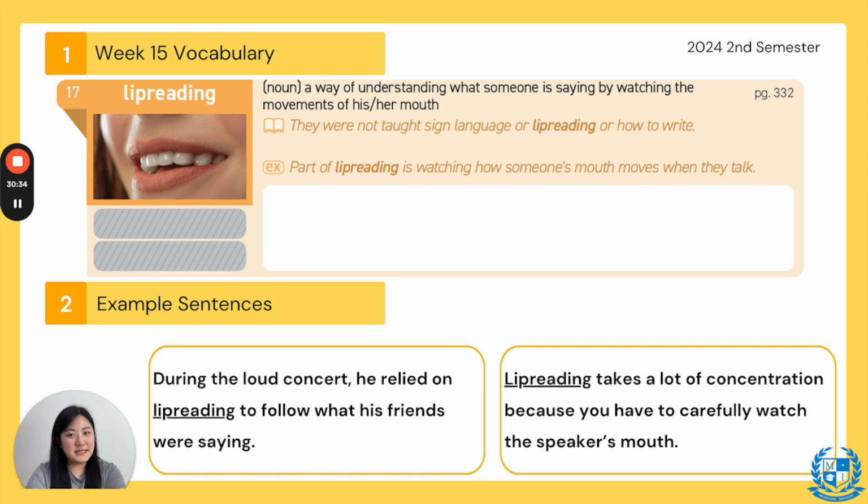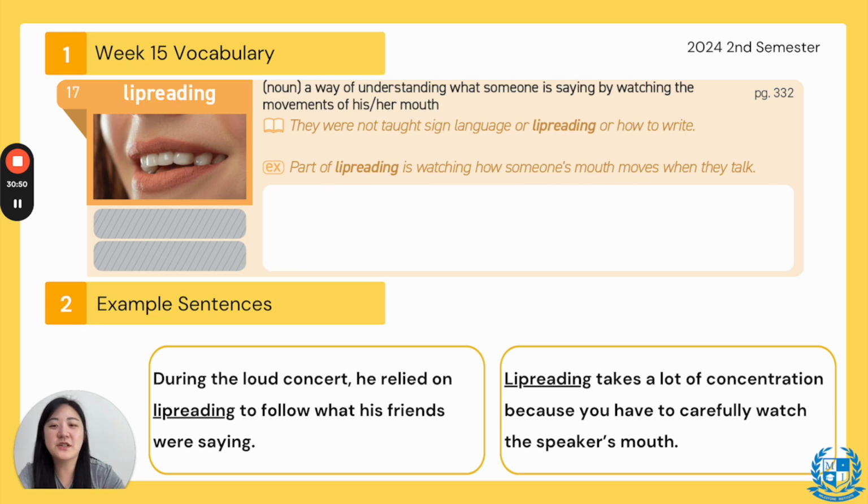Let's read our example together. 1, 2, 3. Part of lip reading is watching how someone's mouth moves when they talk. Okay, so now everyone stop watching my lips. I feel like everyone's looking at my lips now because we're talking about lip reading. But try it with your friends.